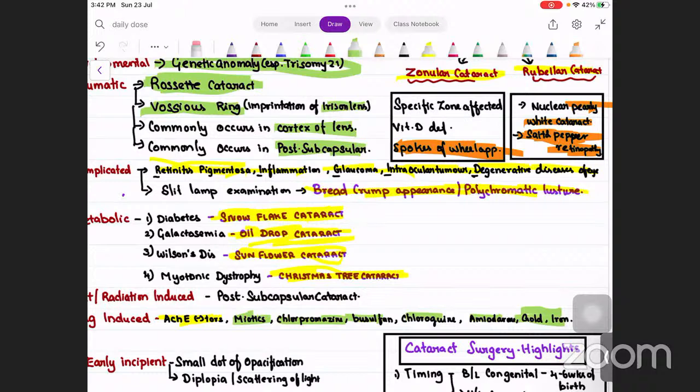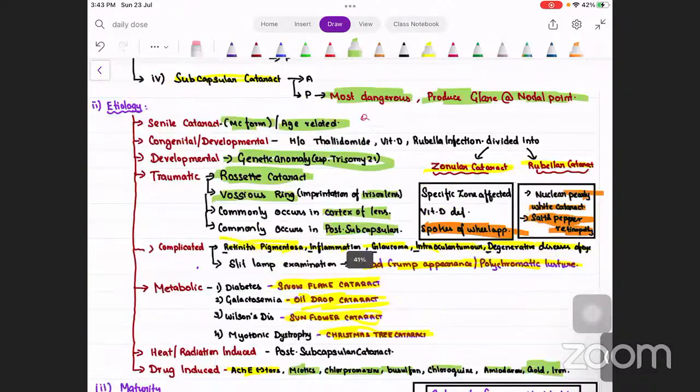And metabolic, four causes: diabetes, snowflake cataract; galactosemia, oil drop cataract; Wilson disease, sunflower cataract; myotonic dystrophy, Christmas tree cataract. Complicated one, RIGID, slit lamp examination shows breadcrumb appearance or polychromatic luster. And apart from that, traumatic cataract, you may see rosette cataract and Vossius ring. If they are specifically asking and you don't see both of them in the options, try to shoot for posterior subcapsular cataract. So these are based upon the etiology.